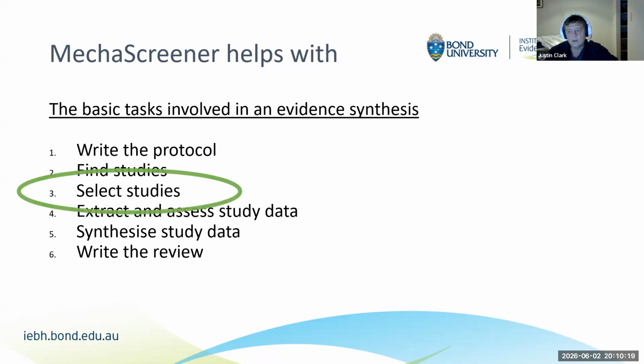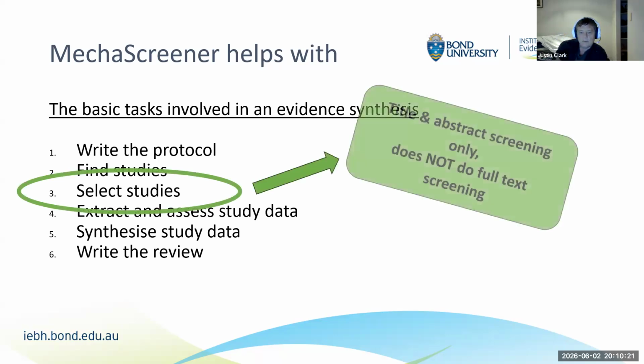So MechaScreener helps with step or task 3, which is selecting studies. MechaScreener has been designed to help select studies, but only via title and abstract screening. It doesn't support full text screening, although you can use it for that if you really like, but it doesn't read PDFs at the moment. It's something we might bring in later. So it's primarily used to help with title and abstract screening.